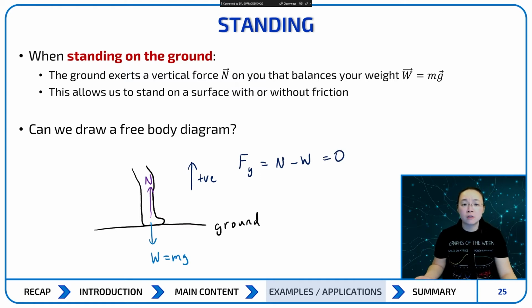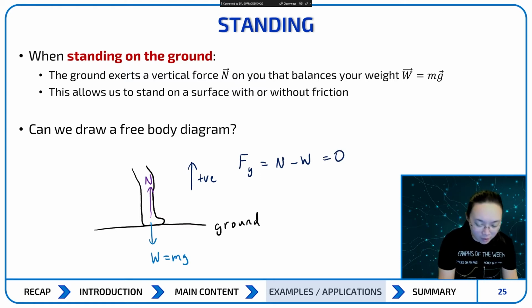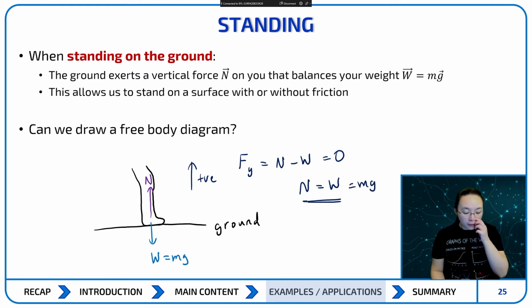We are stationary so that the net force can balance out, so N must be equal to W, or N is equal to mg in this case. So those are the conditions for standing, and also we did a quick free body diagram for that.